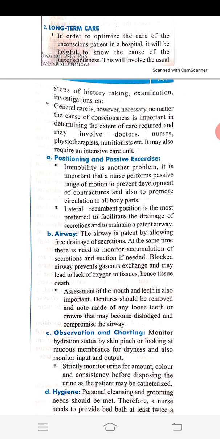Then the teeth and mouth should also be assessed. If there is a denture, that should be removed. We also observe whether there are any loose teeth, and they should be removed, because they can obstruct the airway.